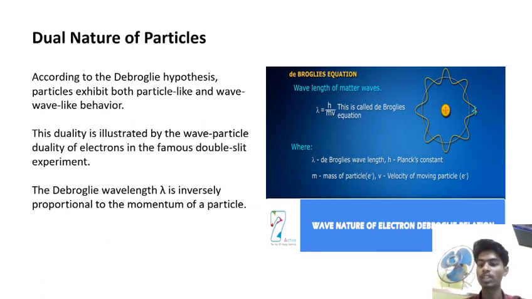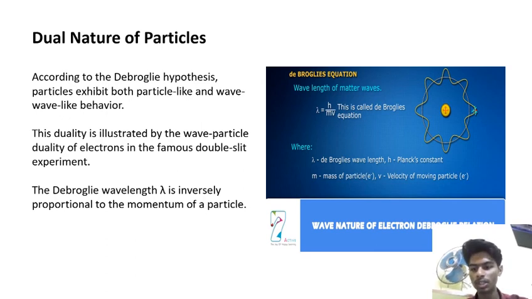As we know, Young's double-slit experiment, invented by Young. The de Broglie wavelength lambda is inversely proportional to the momentum of a particle. Now we will prove this de Broglie's hypothesis by the equation for the wavelength. It is known as de Broglie's wavelength. In the next slide we will discuss that.